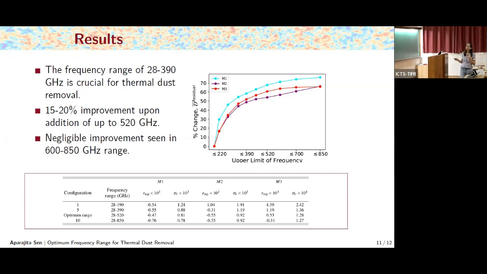And then if we go higher from 600, if we include the highest channels 600, 700, and 850, we see a very minute improvement, and that is also reflected in our calculation of the R and its uncertainty. You can see that there is very little change over here when we use all the 20 frequency channels.